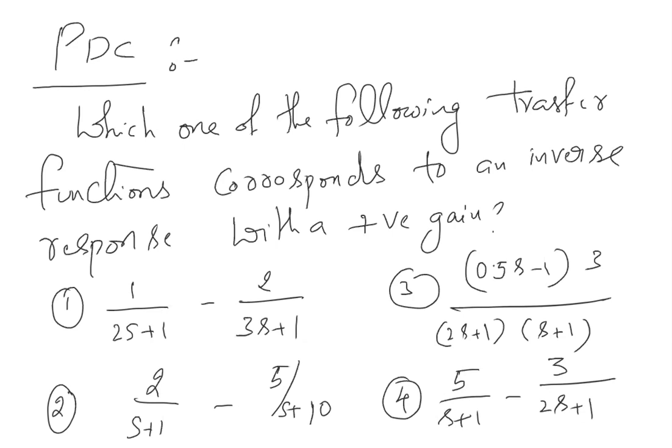How do you find the gain for an inverse response with a positive gain? We have done that in chapter 3. Using the final value theorem, with y by x equal to the transfer function and x equal to 1 by s, what is the gain? Finding the gain is easy. The entire logic is: put s equal to 0 in the transfer function and it will give you the gain.